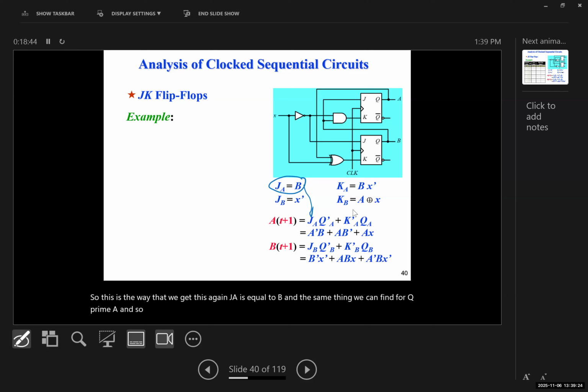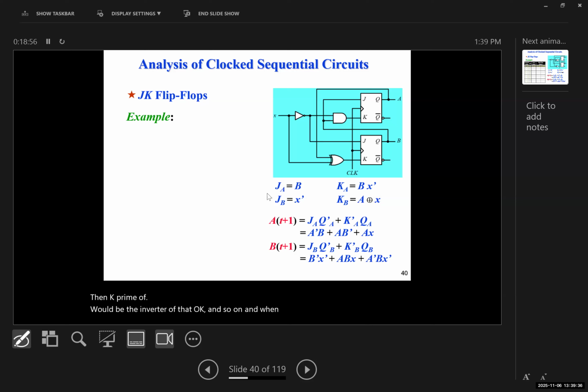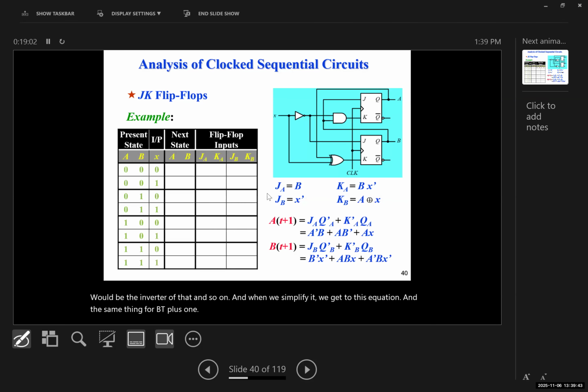And K prime of A here, if KA is BX prime, then K prime would be the inverter of that, okay, and so on. And when we simplify it, we get to this equation. And the same thing for BT plus 1. Now, we would draw the truth table for this, and after that, we would start with the state diagram. So that D flip-flop was an easy one.